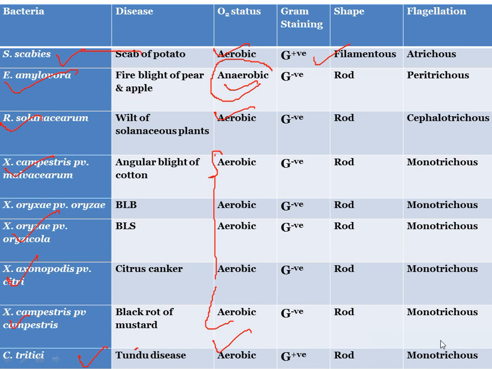So that is over. In this lecture we covered the shape of bacteria, especially plant pathogenic bacteria, with other morphological characters like gram staining, shape already discussed, and flagellation with suitable examples. So thank you very much for watching this video.